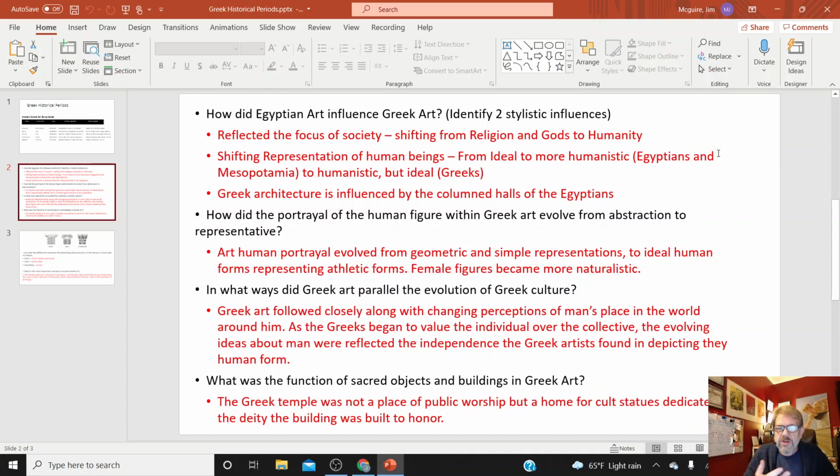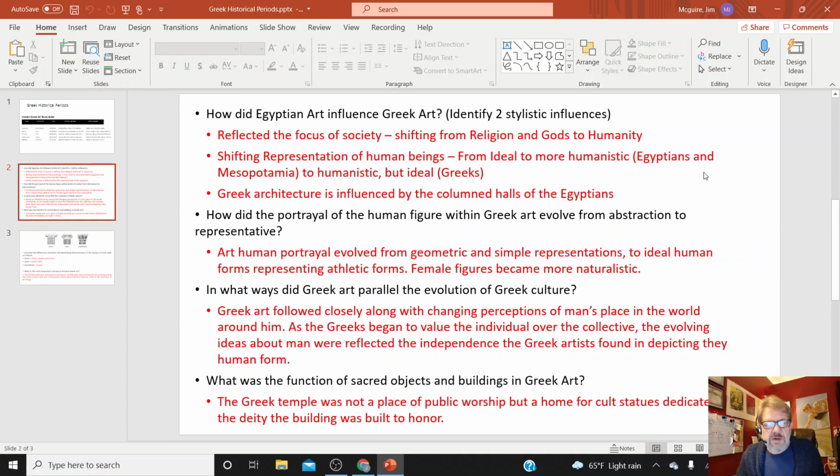Greek architecture is influenced by the columned halls of the Egyptians. Again, architecture even goes back to the Egyptians. We're going to see how they influenced it. The portrayal of the human figure in Greek art evolved from abstraction to representation. Remember, we saw the torsos going from those very simplistic and geometric designs to more elegant, more realistic representations of the human figure. We start to get those athletic male figures that were always nude, and the clothed female figures that were becoming more flowing, if you will.